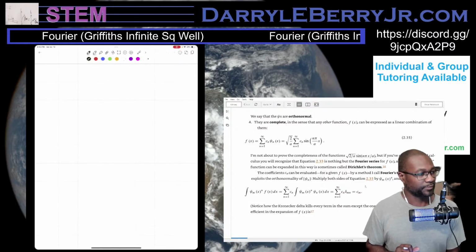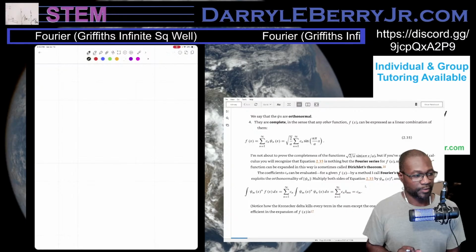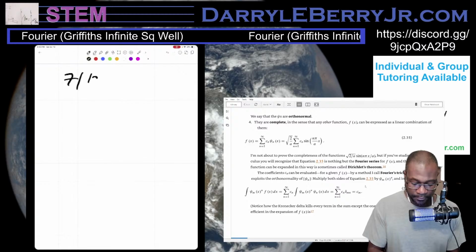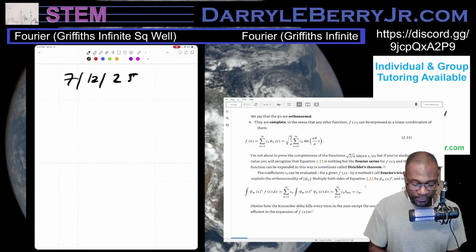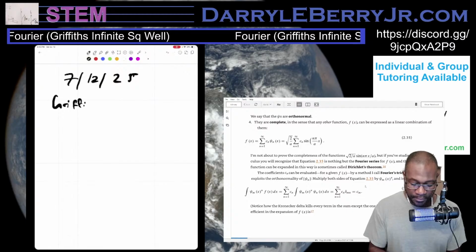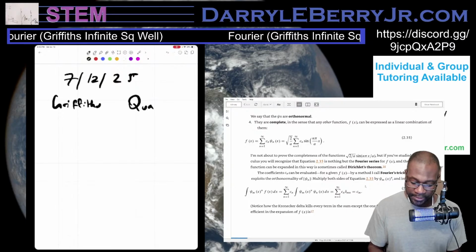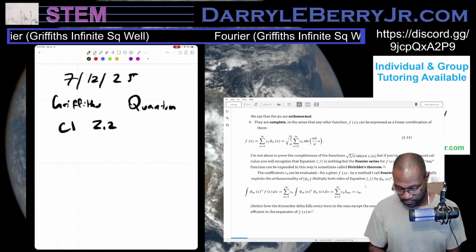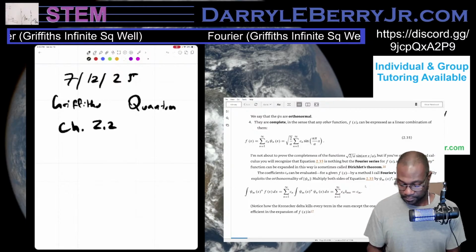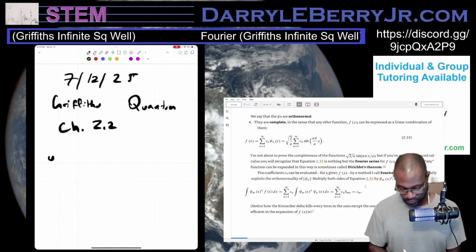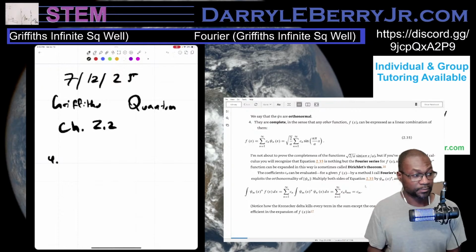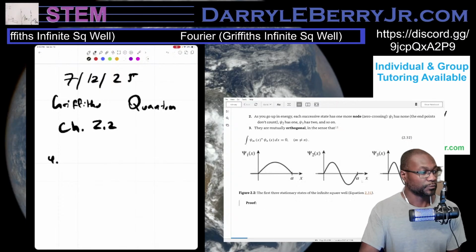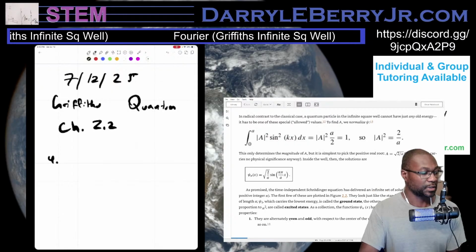This one should be a brief one. We'll go through this section here and discuss what it's talking about. This is Griffiths, Quantum, and this is section 2.2, and the number 4 on the points, which is talking about the wave functions here.